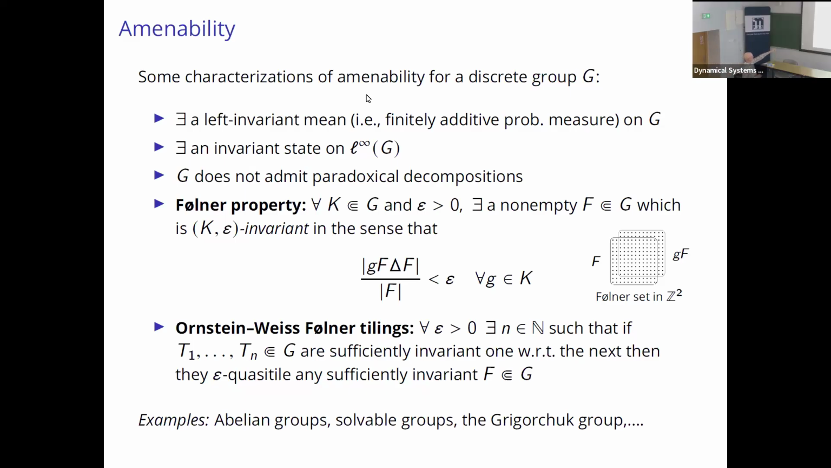So not only do you have this Følner property, but you have a nice tilability property. So these are the Ornstein-Weiss tilings. I'll give you a picture of this in a moment. They say that if you give me any epsilon, there's some integer n, depending only on epsilon, such that if you have n subsets of your group which are approximately invariant, one with respect to the next in sequence, in this sense up there, then any much larger finite set, which is sufficiently invariant with respect to these T_i's itself, can almost be tiled by these T_i's, epsilon-quasi-tiled. You have to allow a little bit of overlap, and you won't be able to fully cover this large set, but you can almost tile the large set.